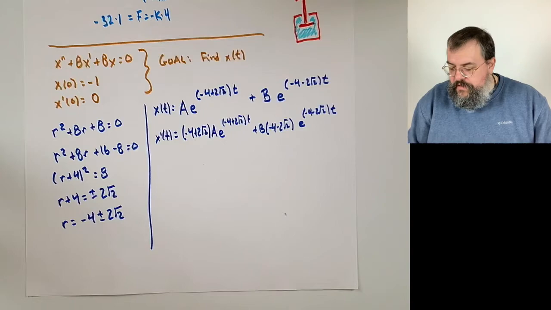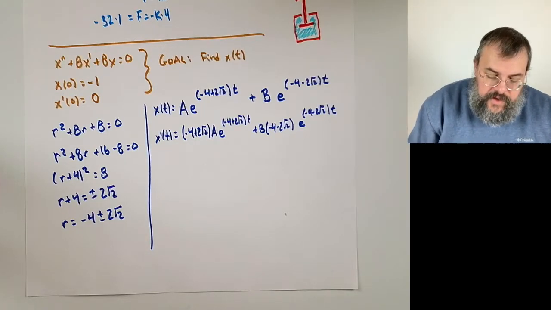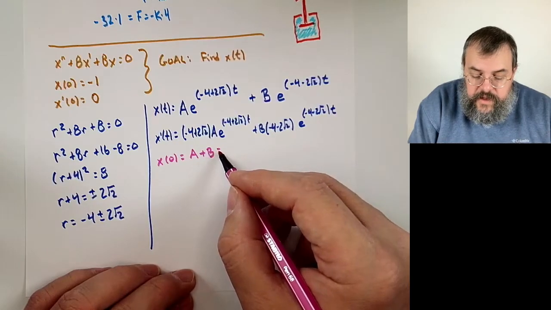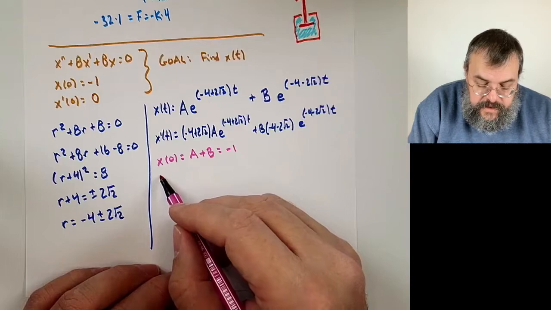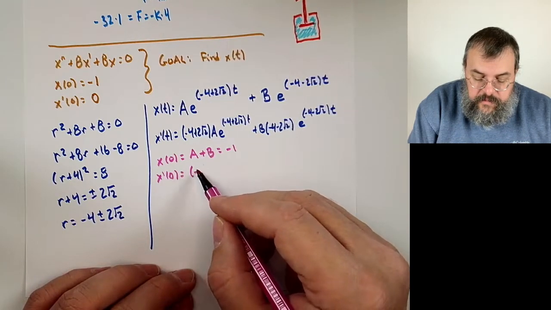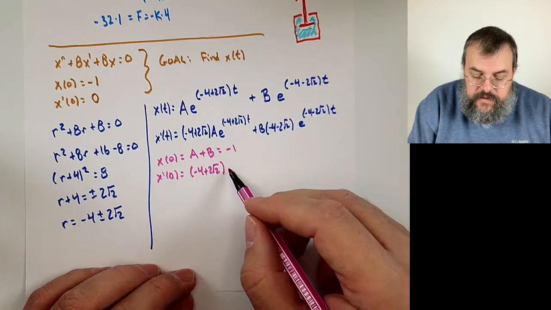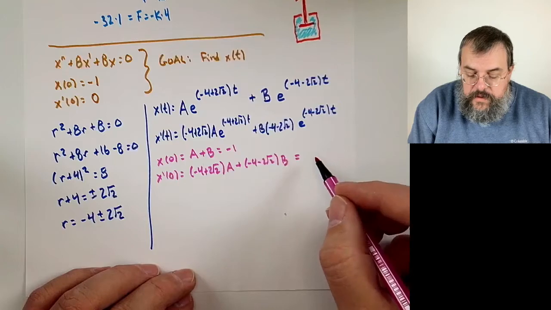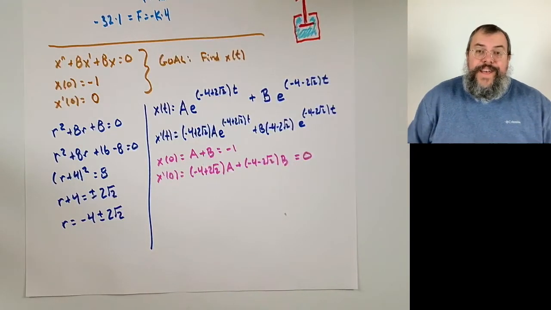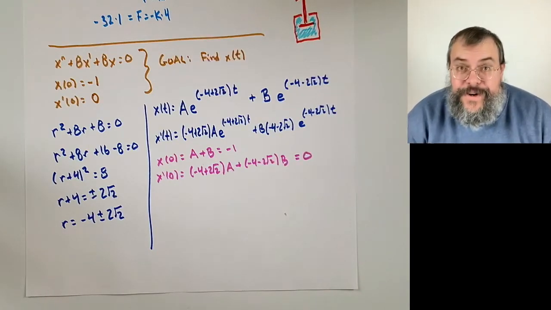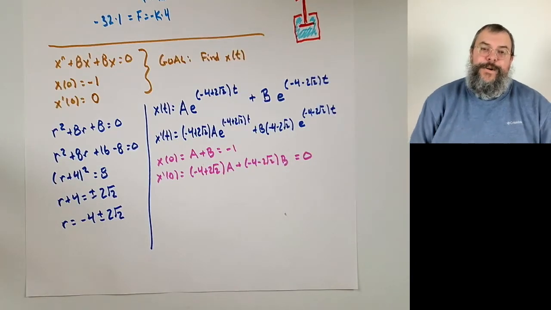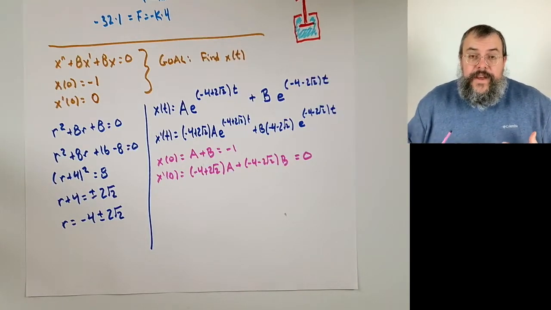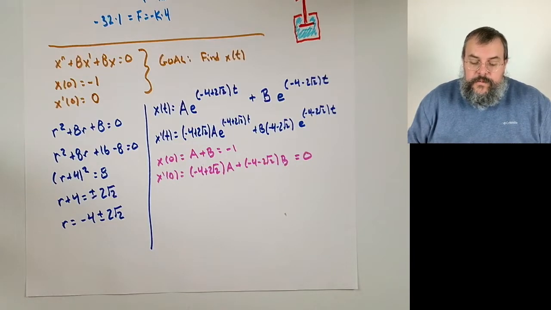Now, plugging in our initial conditions, what do we have? Well, we have that x of 0, that's a plus b, and we're told that equals negative 1. And x prime of 0 is 0, well, that's minus 4 plus 2 root 2 times a plus minus 4 minus 2 root 2 times b, and that has to equal 0. Okay, 2 equations and 2 unknowns. Okay, what do we do? What do we do? Well, the good news is we don't have to think too much, right? And so we can do all sorts of things.